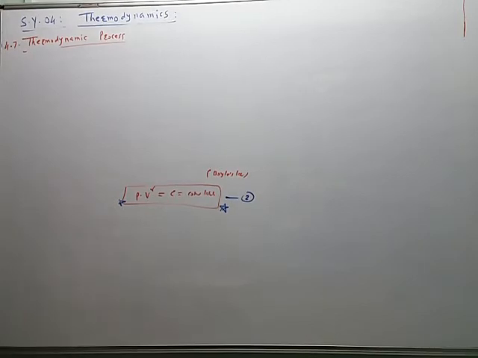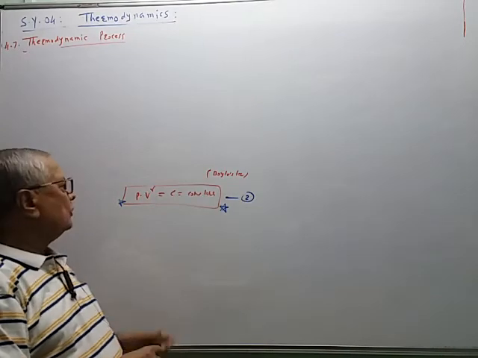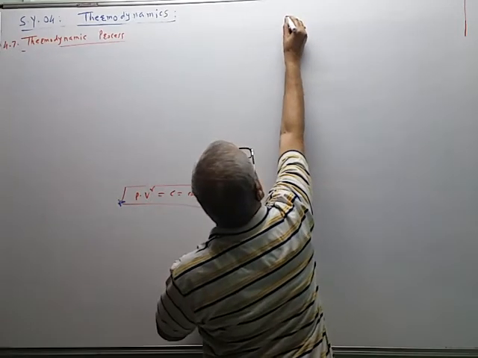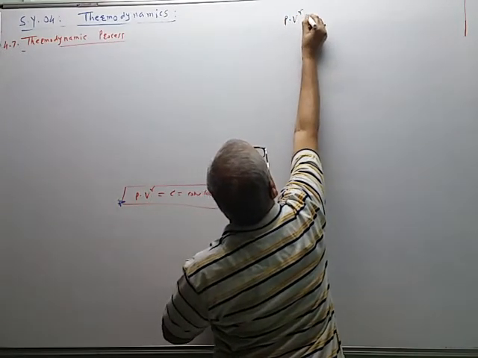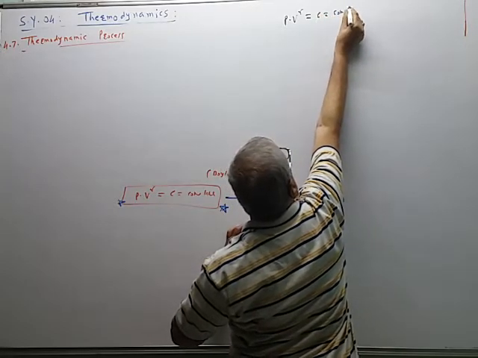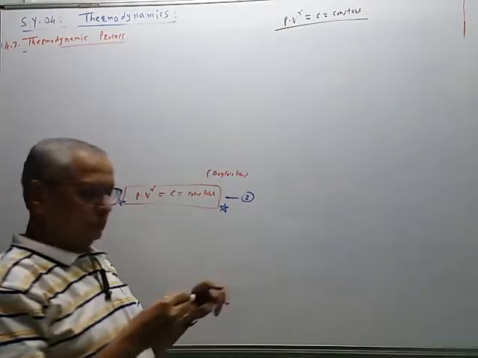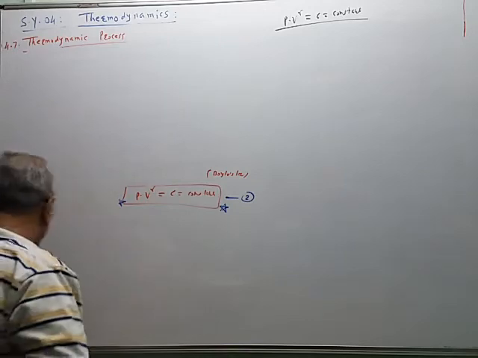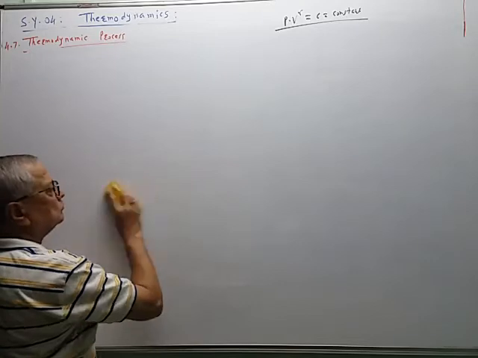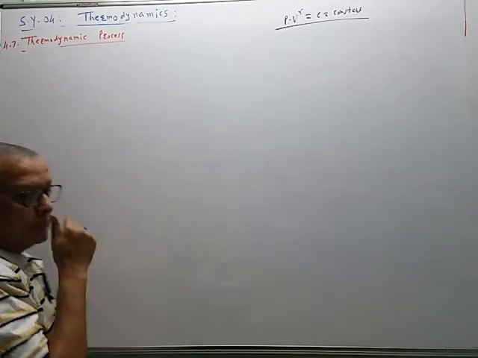Now we have used this equation P into V raised to gamma is equal to C is equal to constant. We will use this equation afterwards, so I will write down this equation here. P into V raised to gamma is equal to C, constant. What is the use of this equation, we will see afterwards. For adiabatic process we use this equation.